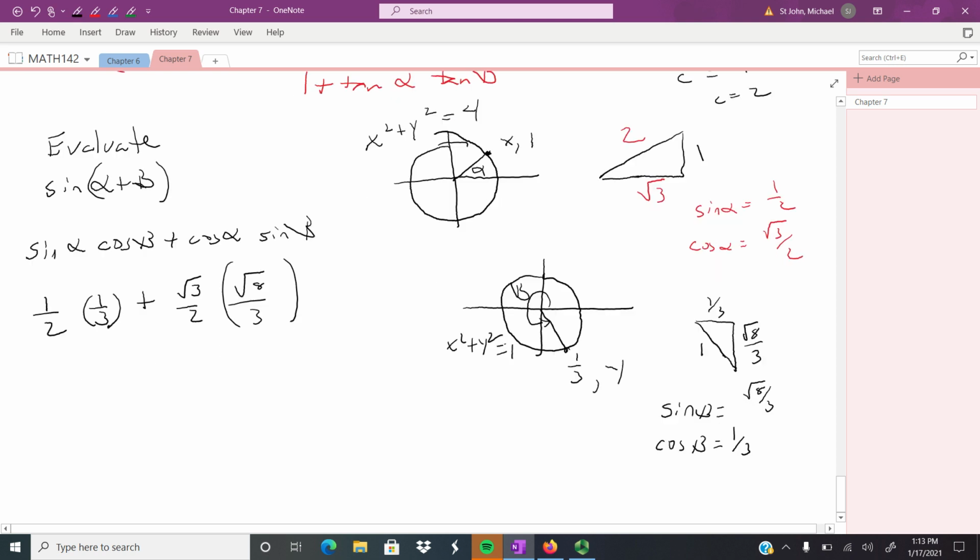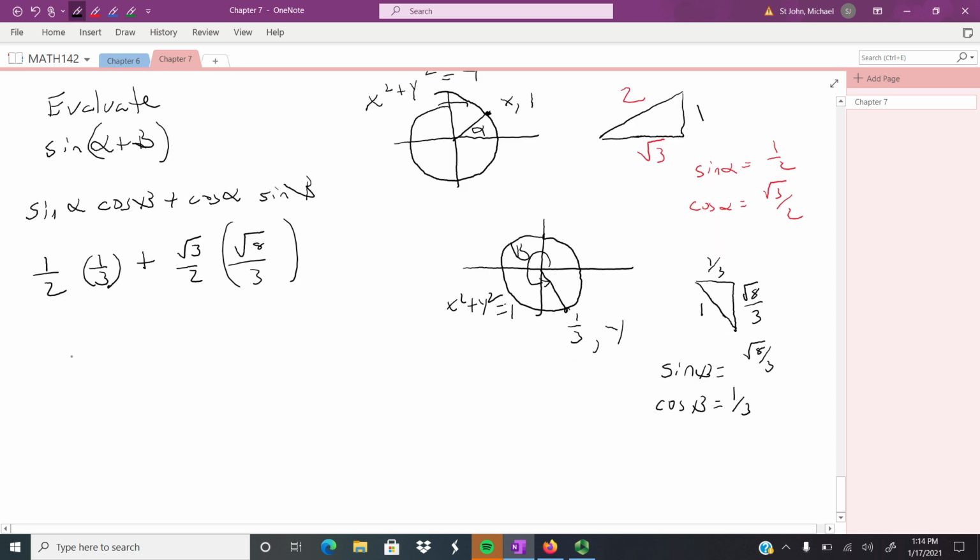And so 1/2 times 1/3 is going to give me 1 over 6. Plus, this is going to be the square root of 24 over 6. But the square root of 24, remember in terms of simplifying radicals, so let's do this over here. This is going to be the square root of 4 times the square root of 6, so 2 square root 6.